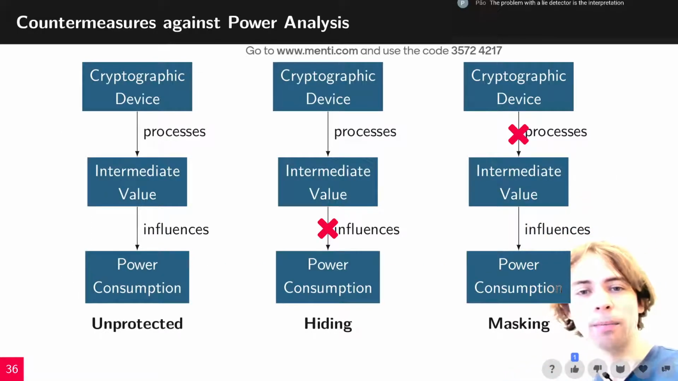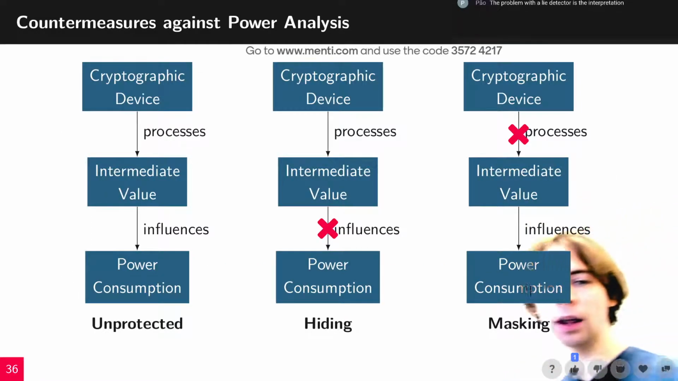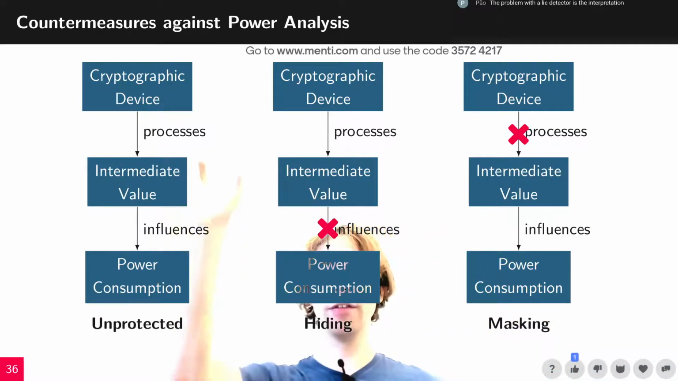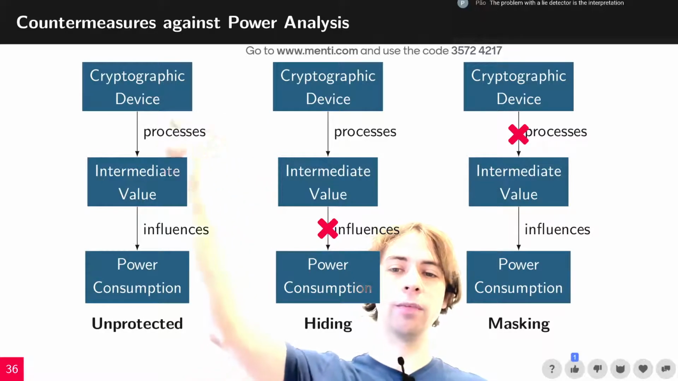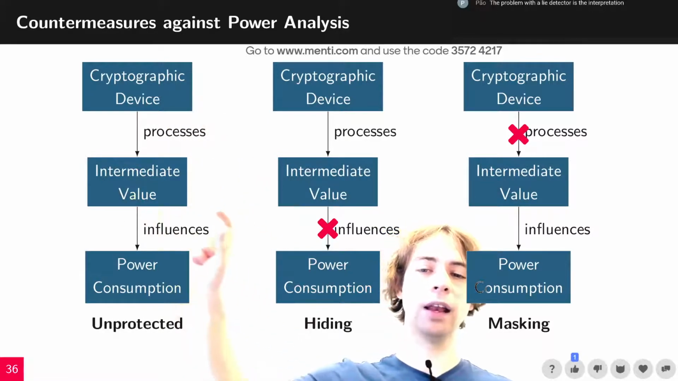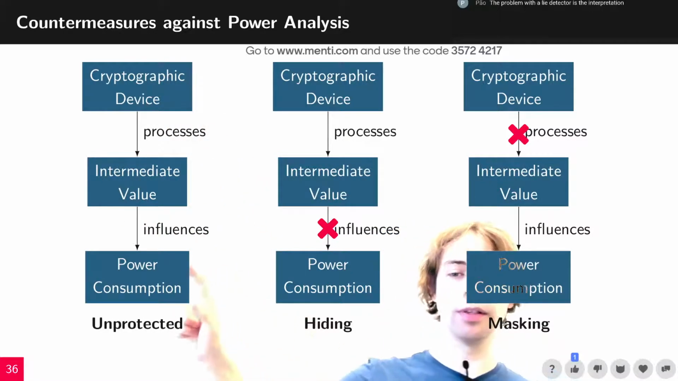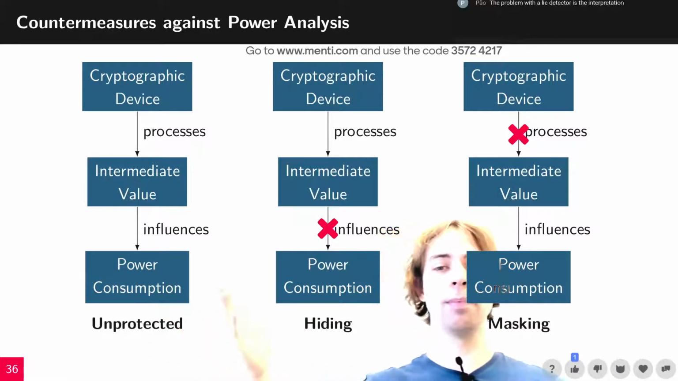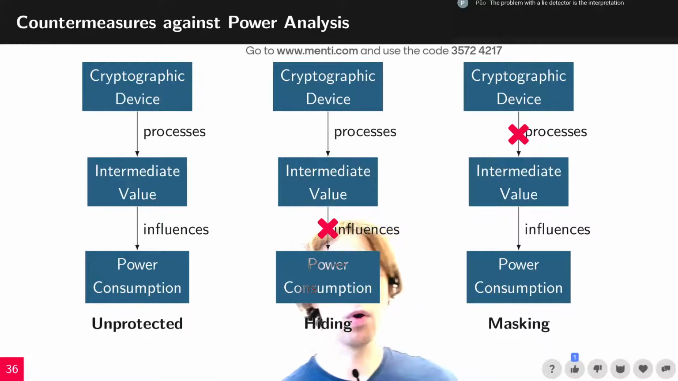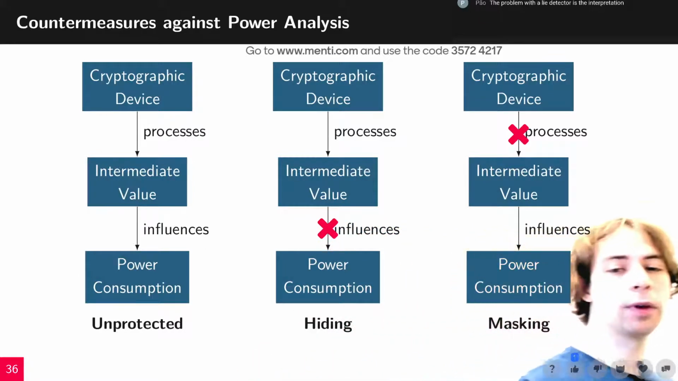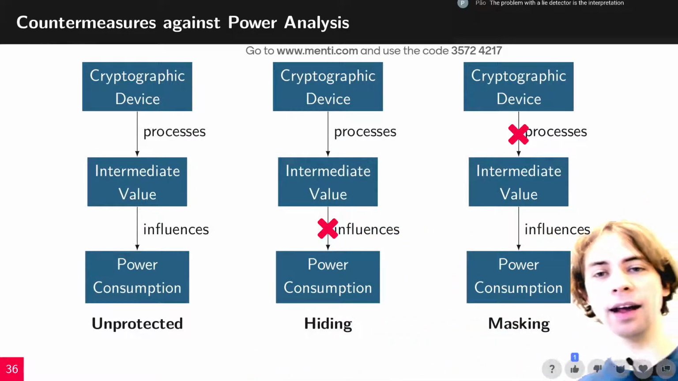Countermeasures against power analysis attacks. So what we can do is, if we have an unprotected setup, the cryptographic device processes something, we have some intermediate value, the intermediate value influences the power consumption, and that's bad because we can observe this step here. So there are two main techniques that we use to stop these attacks.